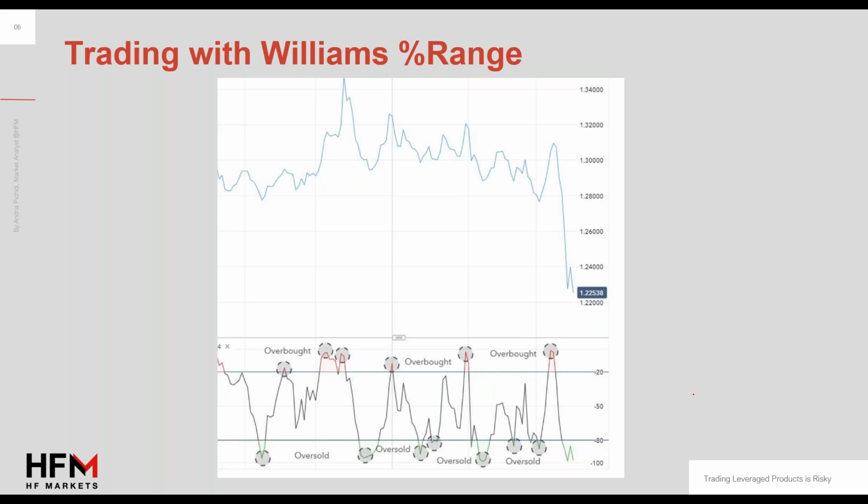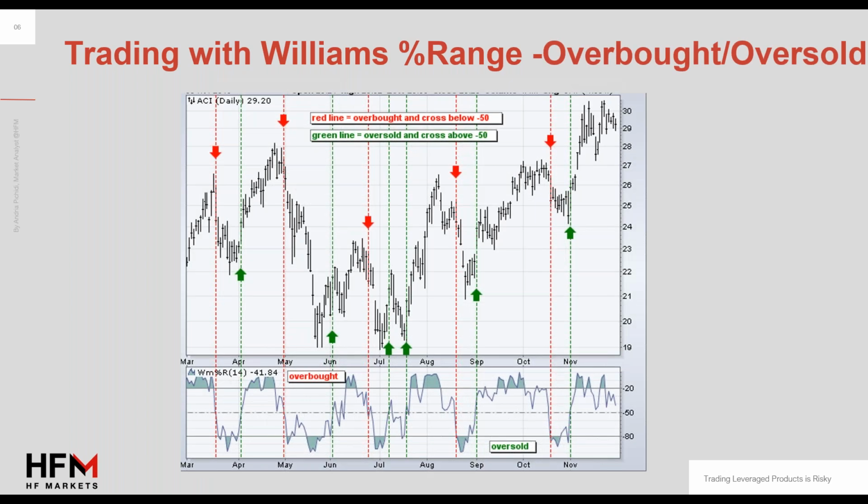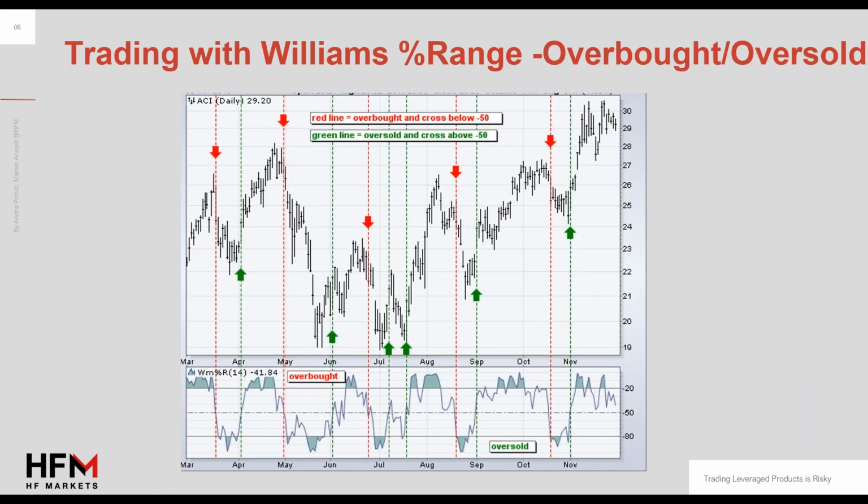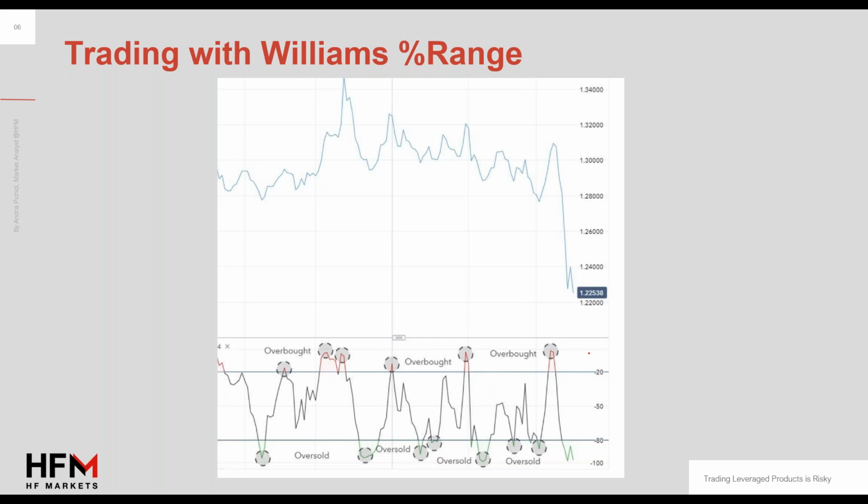So just to clarify again, these are the very basics, but the most important things to be considered. We're going to go through the minus 50 later on. Let's stick to the very basics first, which is the area above minus 20 and the area below minus 80. As you can see over here, a very clear example.